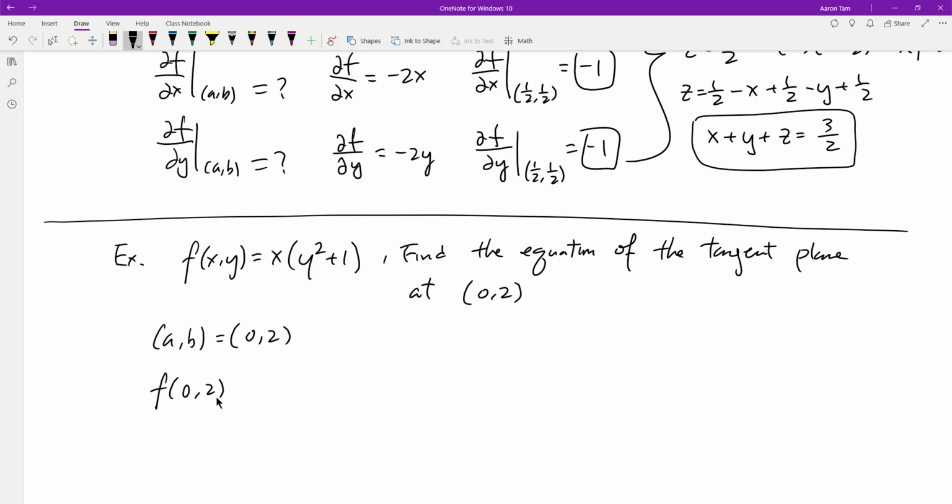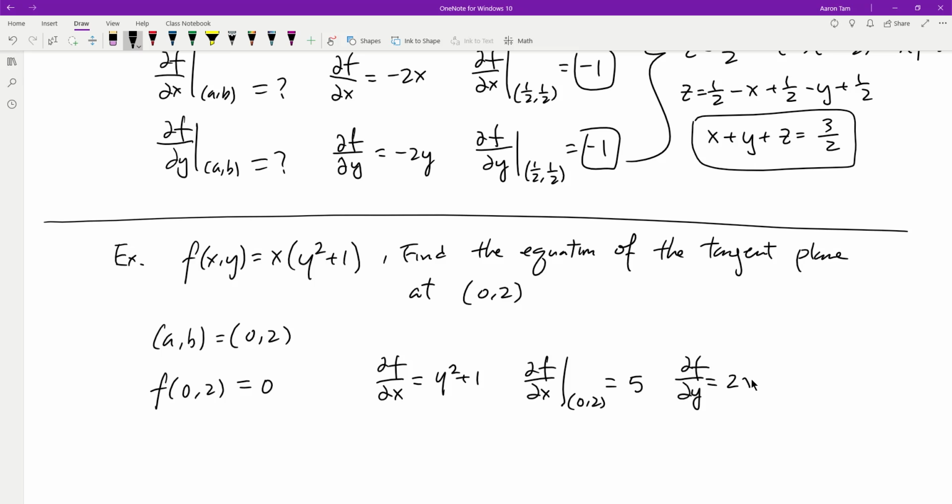In this case, same thing, we just go through the motions. AB will be 0, 2. We have to find f of AB, which is f of 0, 2. If I plug in 0, 2, I will get 0. Then df over dx is equal to y squared plus 1, because it's y squared plus a constant, and the derivative of x is 1. So if I evaluate df over dx at 0, 2, I will get 5.